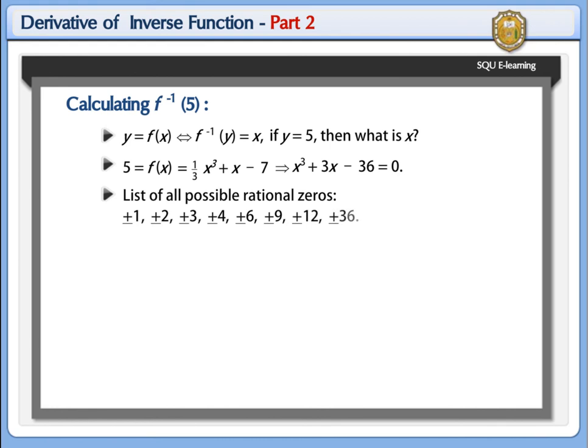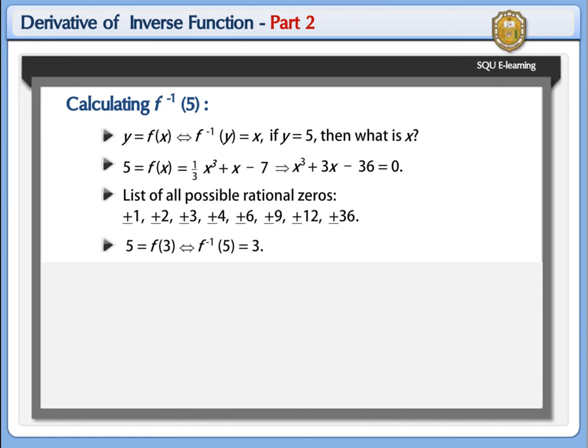Now, by trial and error, try to find which one of these is going to work as a zero if this equation has a rational zero. Well, by trial and error, you will find that the winner is going to be number 3. So this means that 5 is equal to f of 3, which is equivalent, like previously what we did, if we apply the f inverse to both sides of this equation, then this is going to give you f inverse at the point 5 is equal to 3. And this is the value that you've been looking for.